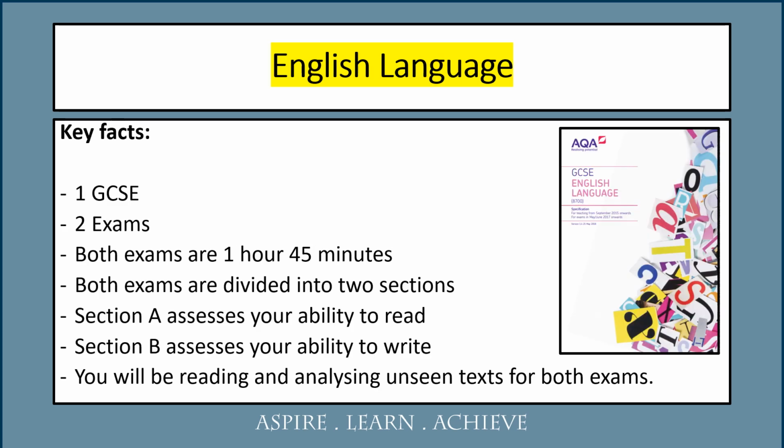For English Language, you'll obtain 1 GCSE and it's 2 exams. Both exams are 1 hour 45 minutes and both exams are divided into 2 sections. Section A assesses your ability to read and Section B assesses your ability to write. You'll be reading and analysing unseen texts for both exams, and everything that you've done in Key Stage 3 will help you prepare for these.